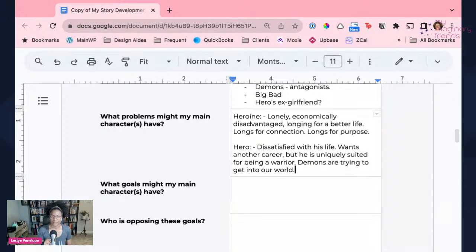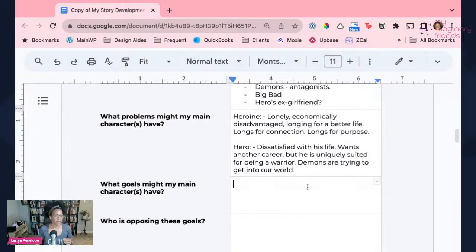She wants purpose. I like that as an internal goal. But this is kind of showing that I probably need to work a little bit more on her external. Her external comes once the inciting incident happens, once she is taken out of her normal world into this strange new world where things are weird. And so this is something to come back to.